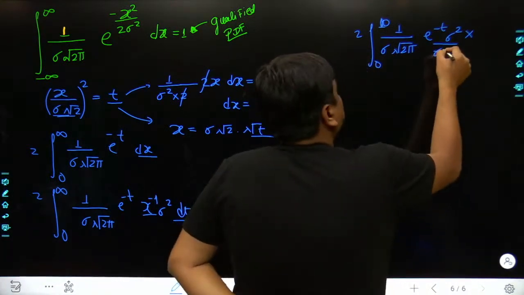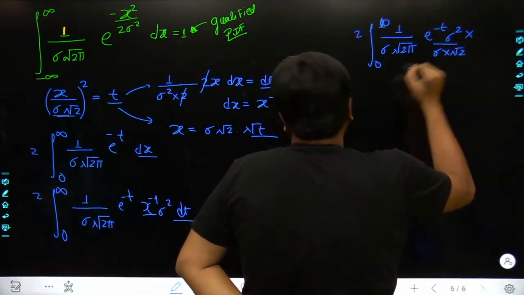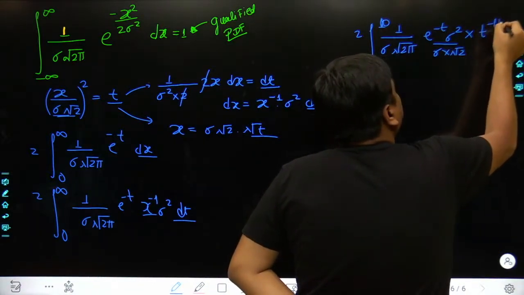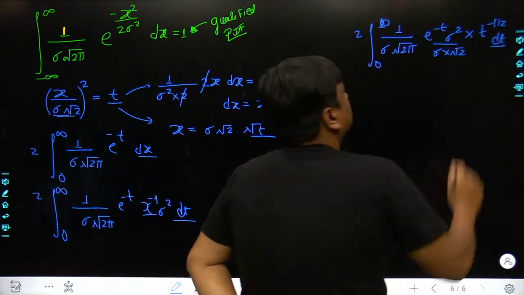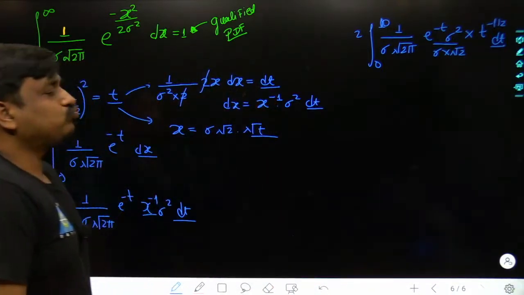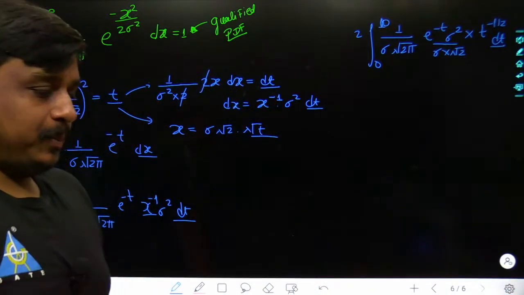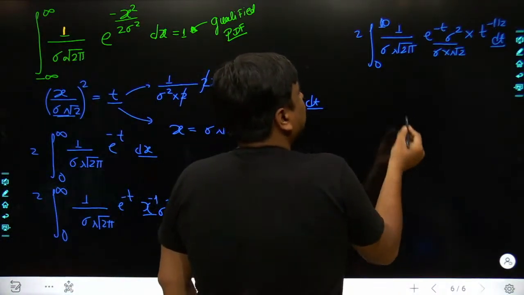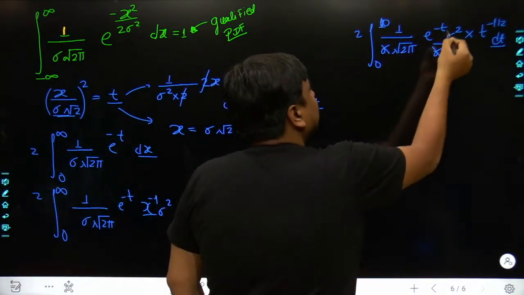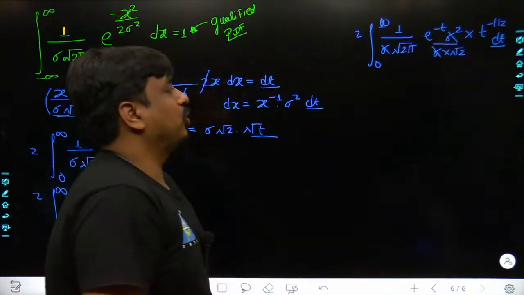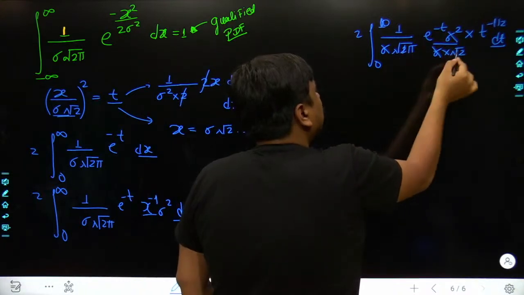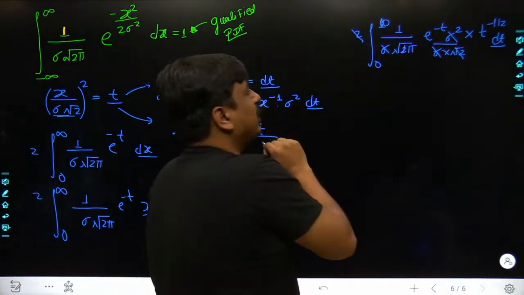Similarly, root over 2 would also go towards the downside, and this would be left with t to the power of minus 1 by 2, and here goes dt. So at the end of the day, what result we are getting, you yourself would be able to understand. Sigma into sigma is going to be sigma square and sigma square is going to go out. Here we had root 2, here we had root 2, root 2 into root 2 is going to be 2, and now it's going to go out.